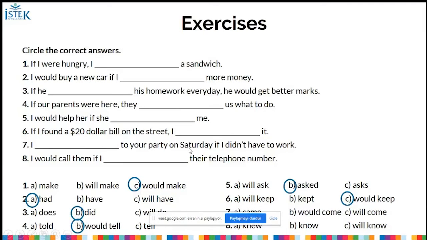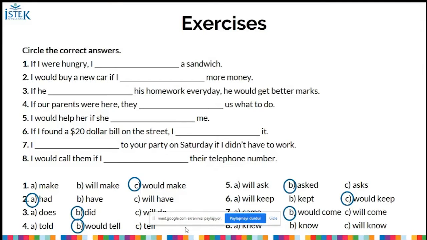7. To your party on Saturday. If I didn't have to work, the second part is the conditional part, conditional clause. So we have the main clause in the first part. So in the main clause, in conditional type 2, we have would come. I would come to your party on Saturday if I didn't have to work. But I have to work, so I can't come to your party.